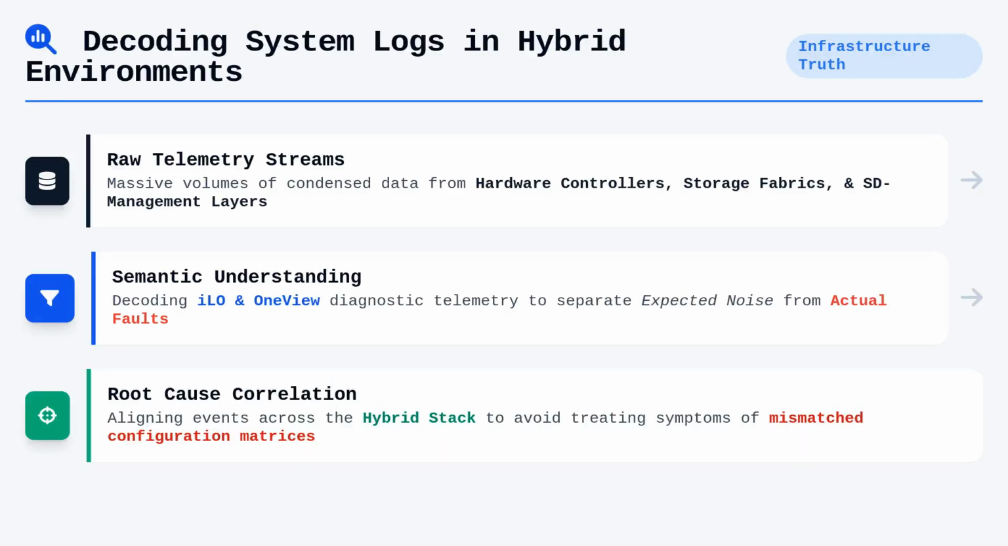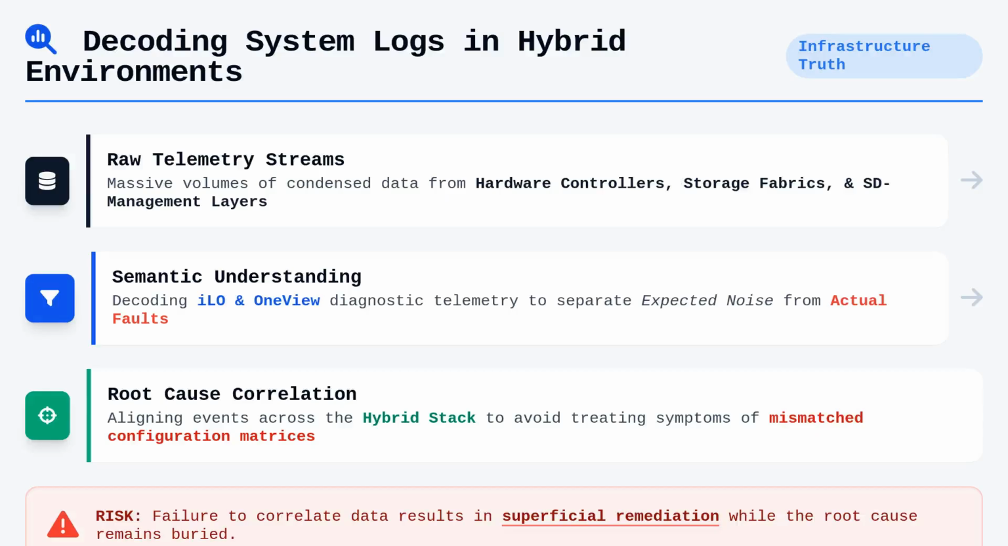We must learn to differentiate between noise, which is expected telemetry, and actual fault indicators that require immediate remediation. If you fail to correlate these events across the hybrid stack, you end up treating symptoms while the root cause remains buried in a mismatched configuration matrix.